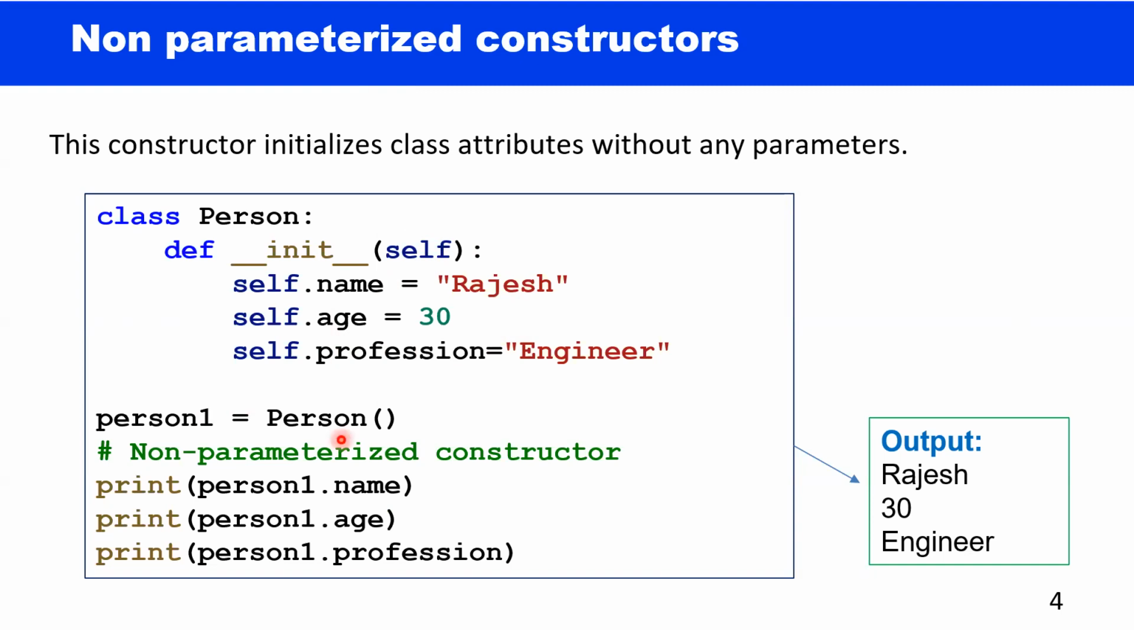So such a constructor is called a non-parameterized constructor. Let's see the print of person1.name, person1.age, and person1.profession. It is going to print the values of the name, age, and profession that have been initialized within the init method.